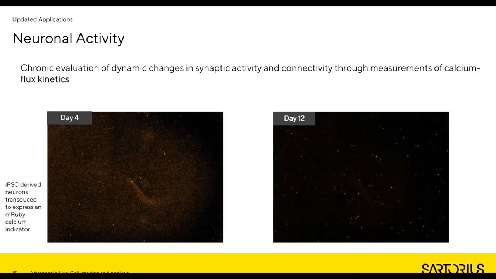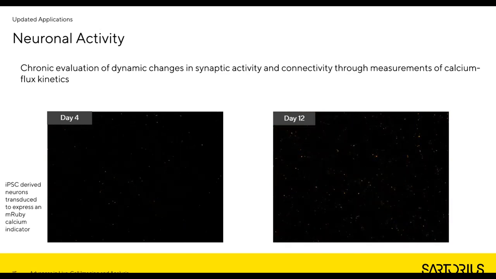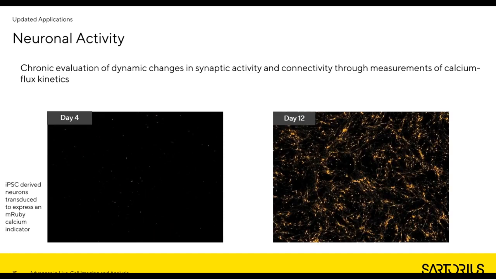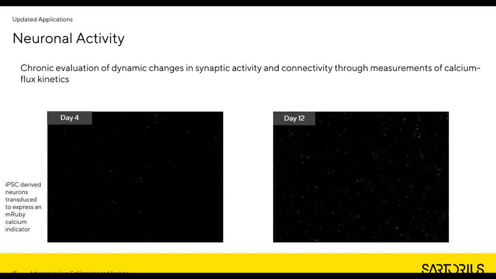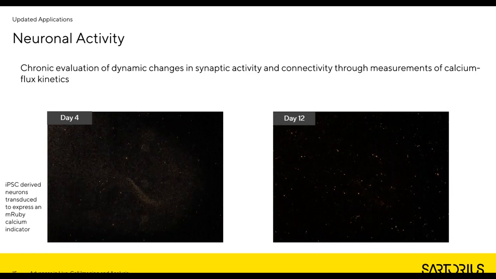Another unique application is going to be this neuronal activity application. So we have a calcium sensitive mRuby protein, and when calcium floods into these cells, we're going to see an increase in orange fluorescence. So here we're showing you a video that's a little bit sped up, and these neurons are actually forming a network over time. So this is the same well at day 4 and at day 12, and we can see at day 12 we have a much more concerted, much more highly correlated flashing of this neuronal network.